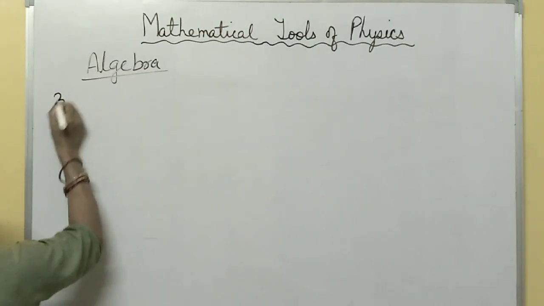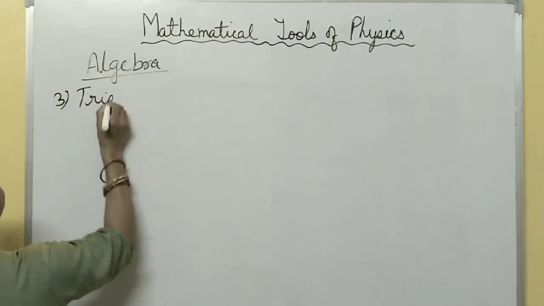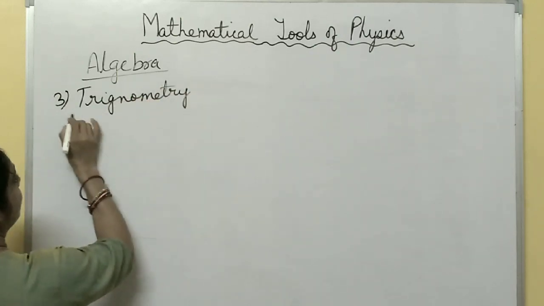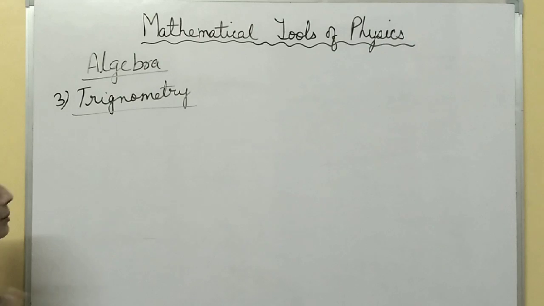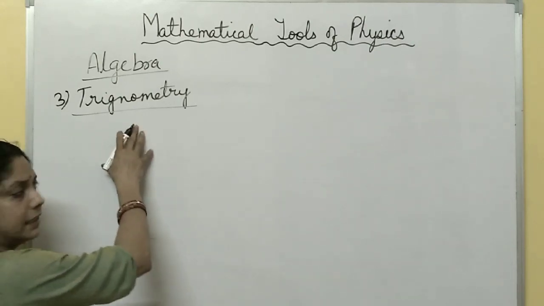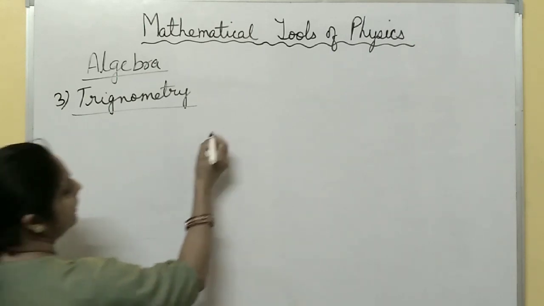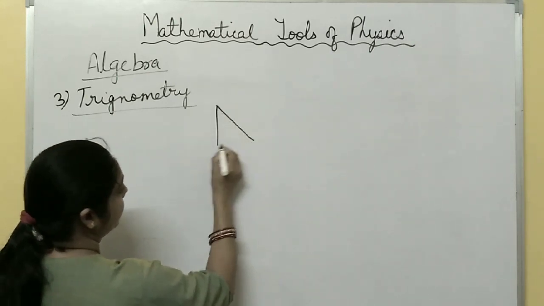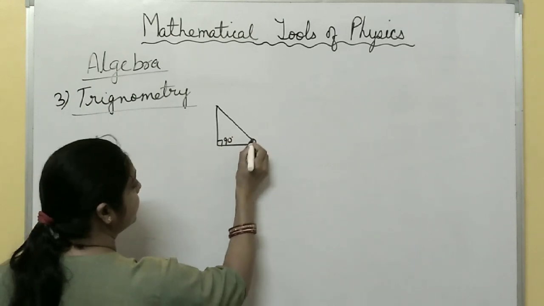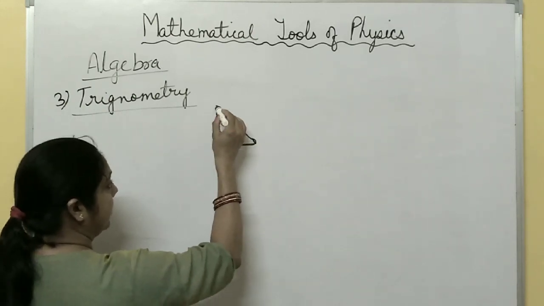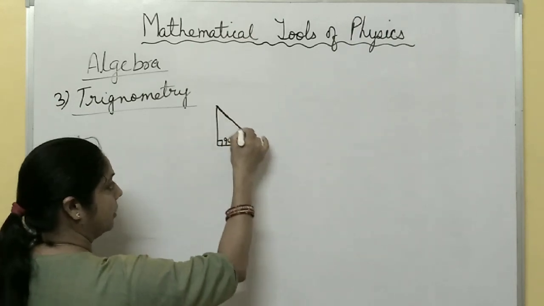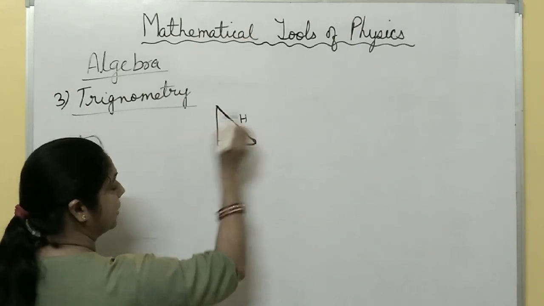Then the third one, trigonometry. In trigonometry, there are many formulas, and all formulas are very important. So you must have some knowledge. You already studied it in class 10th. Suppose there is a right triangle, this one. This one is a right angle triangle, 90 degree. So the side which is in front of this 90 degree is called the hypotenuse, right?